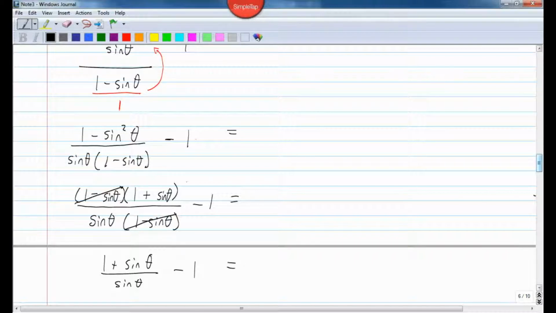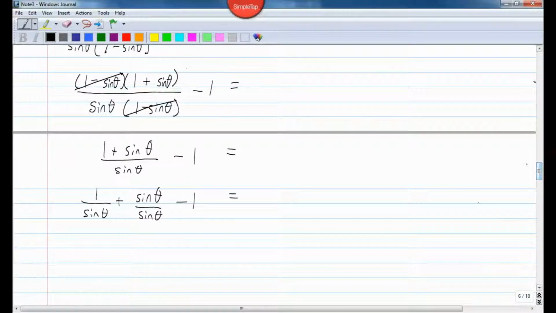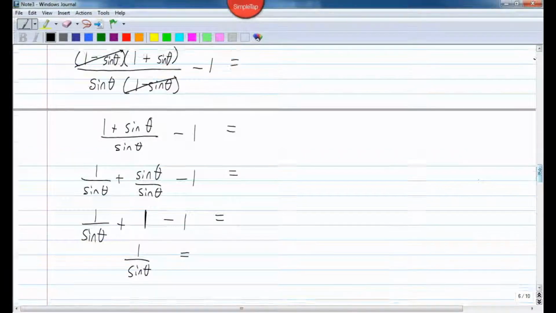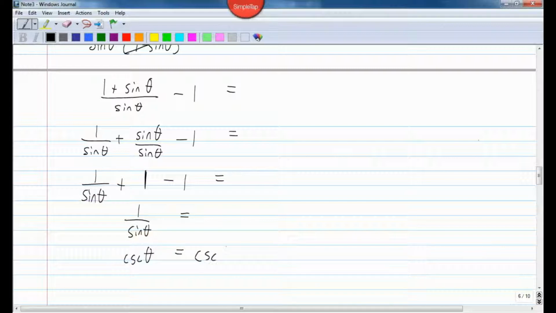Now, the next part you can do one of two ways. You can either get a common denominator and put these two terms together, or you can use term-wise division and break this fraction into its two pieces. If I broke this fraction into its two pieces, that would be 1 over sine theta plus sine theta over sine theta minus 1. And then we all know that sine divided by sine is 1. Anything divided by itself except 0 is always 1. Now I have a positive 1 and a negative 1, so they cancel out. And I'm left with 1 over sine theta equals, what's the right side? Cosecant theta. And that's right. So cosecant theta equals cosecant theta. And I'm done.